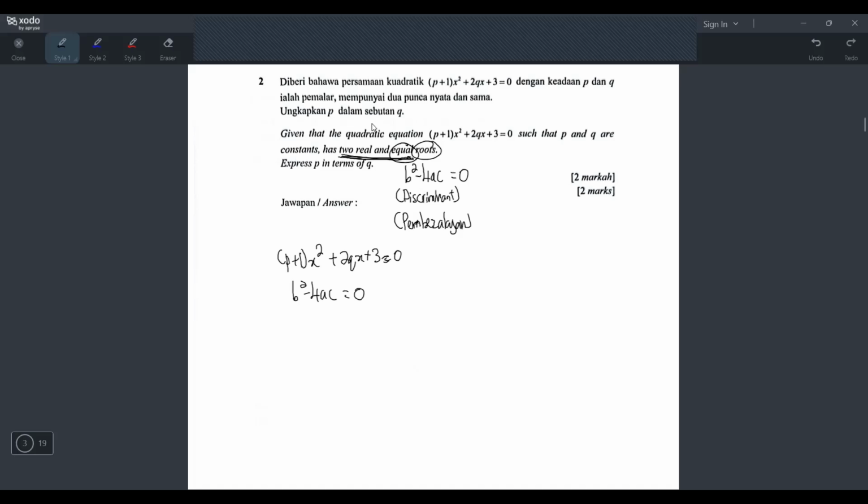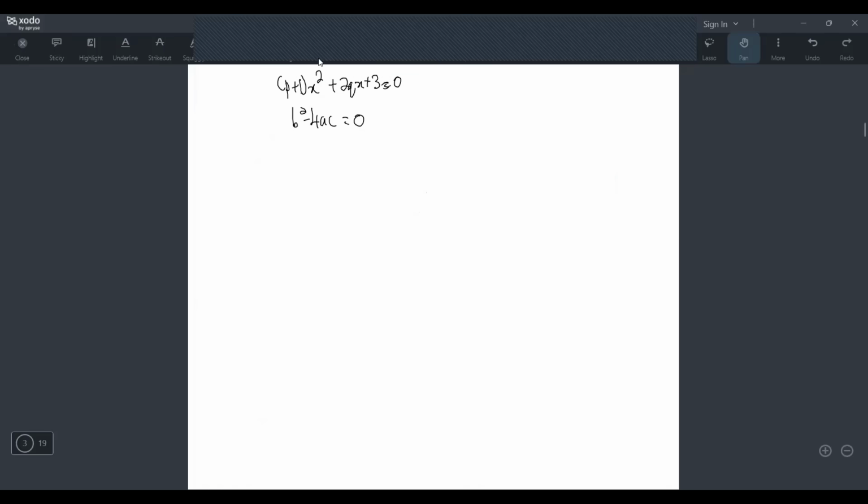If they say two different real roots, then you will do b squared minus 4ac bigger than 0. If they say no roots, you will do b squared minus 4ac smaller than 0. So this is very straightforward. You just put everything inside. So b squared minus 4ac equals 0.